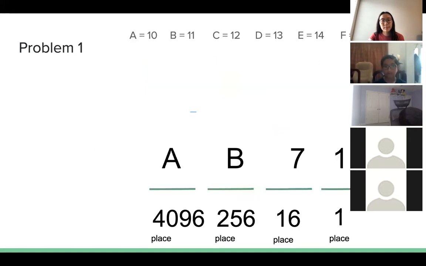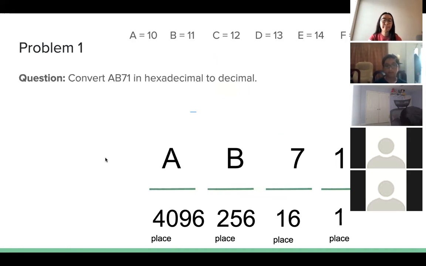Okay. Problem 1. Convert AB71 in hexadecimal into decimal. Okay, so try this out on your own. Remember the values at the top are just the new digits in hexadecimal. You just have to multiply each place value by the digit it's in, then find the sum of everything.